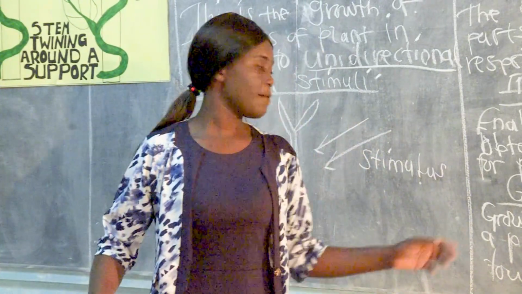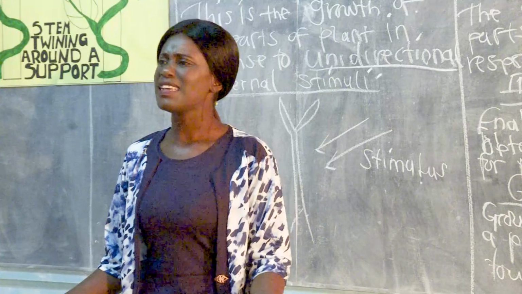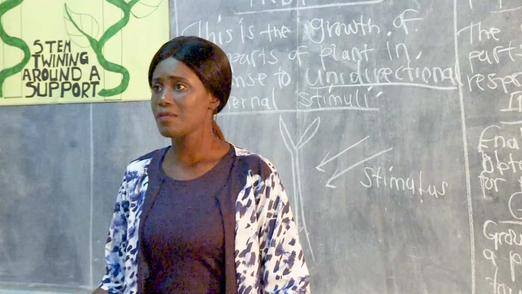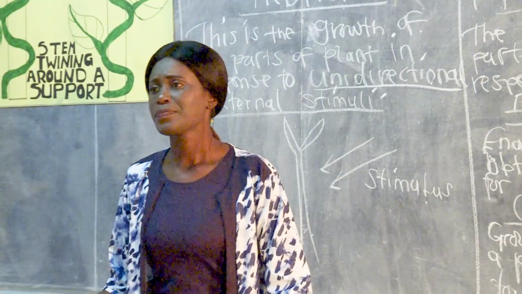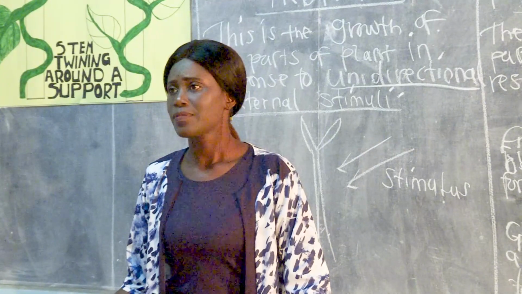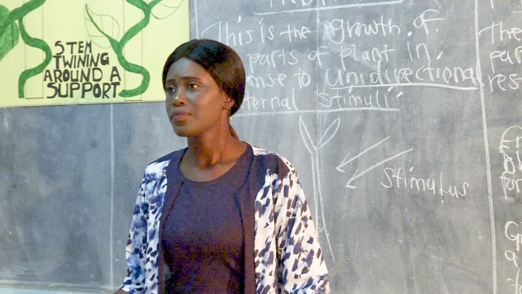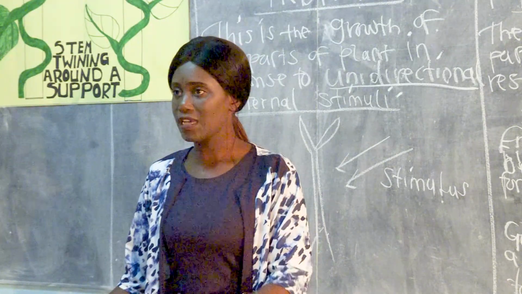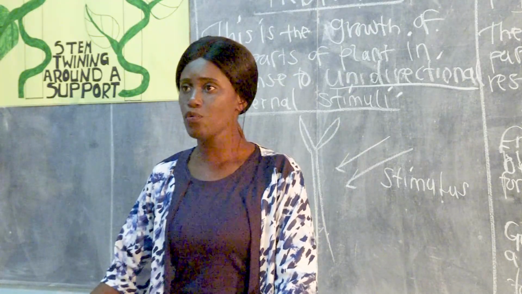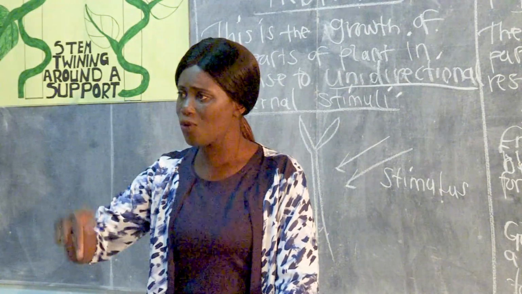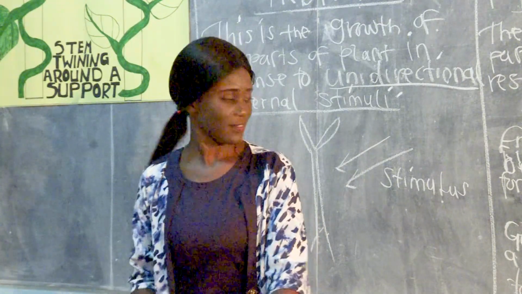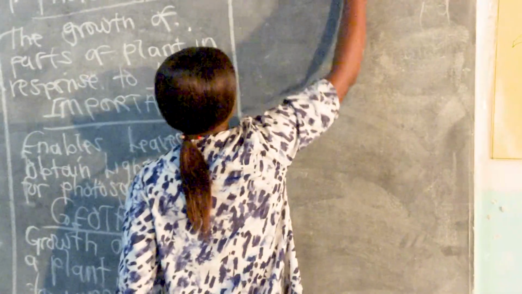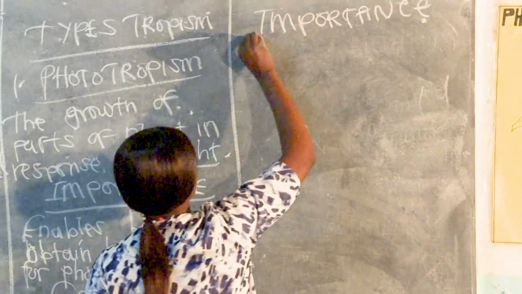Okay, so the importance of geotropism is to simply support the plant in the ground. Yes. In addition, maybe I can say the roots absorb nutrients such as minerals. Okay, so it supports the plant in the ground as well as enabling the roots to obtain nutrients that are found in the soil. Isn't it? Yes. Alright. Thank you very much, Panado, for that contribution.